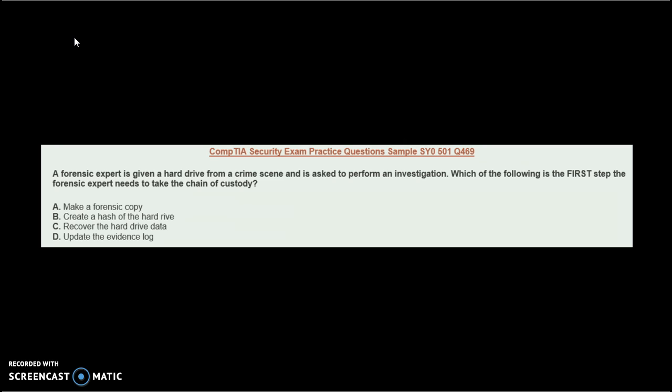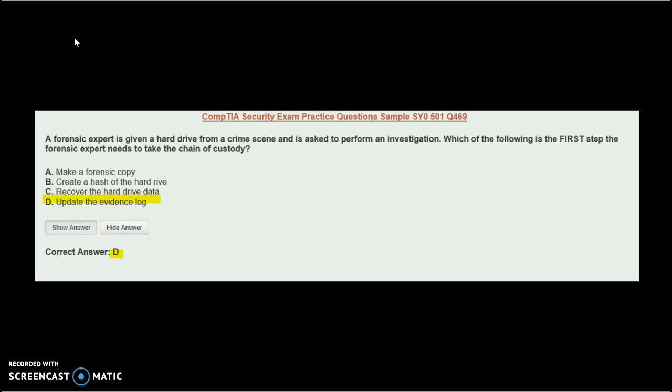A forensic expert is given a hard drive from a crime scene and is asked to perform an investigation. Which of the following is the first step the forensic expert needs to take for the chain of custody? It is update the evidence log.